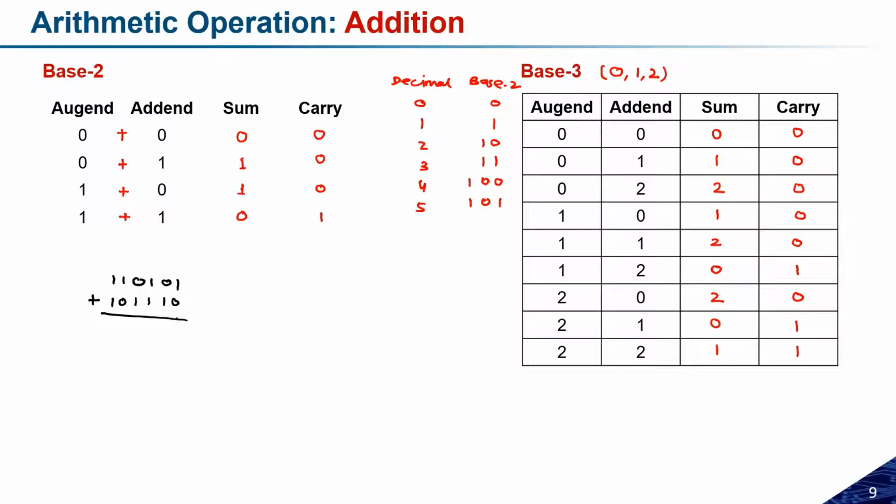1 plus 0, that will become 1. 1 plus 0, 1. 1 plus 1, that will become 0, and then 1 carry will be forwarded over here. So 1 plus 0 plus 1, that will become 0, and then again 1 carry will be forwarded here. So 1 plus 1 plus 0, that will become 0, then 1 carry will be forwarded. 1 plus 1 plus 1, that will become 1, and 1 carry will be generated. So this is the answer for this one.